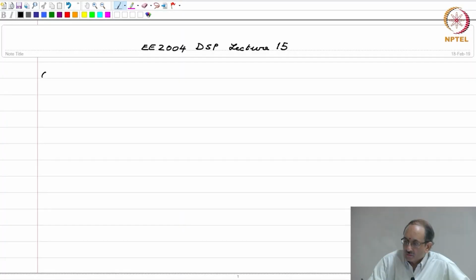Let's get started. We are looking at Z transform properties. We have seen things like linearity, time delay, modulation, and then time reversal and so on. So, we are now going to look at the next one. So, this is differentiation in the Z domain.